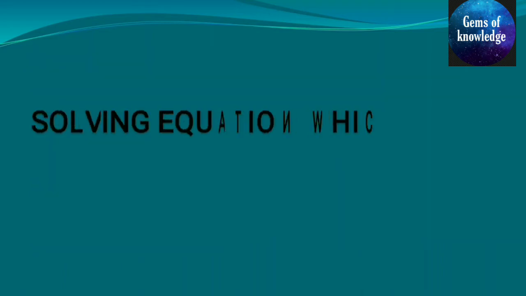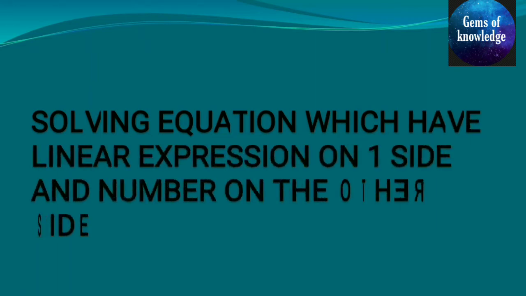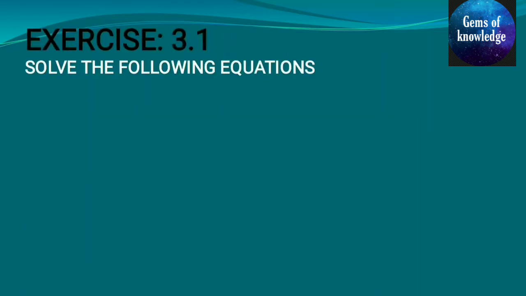Next, solving equations which have a linear expression on one side and a number on the other side. Now we have to see how to solve an equation which contains a linear expression on one side and a number on the other side. Let us see how that is possible. We will solve this in Exercise 3.1. The main question here is: solve the following equations. So let us see the first question.